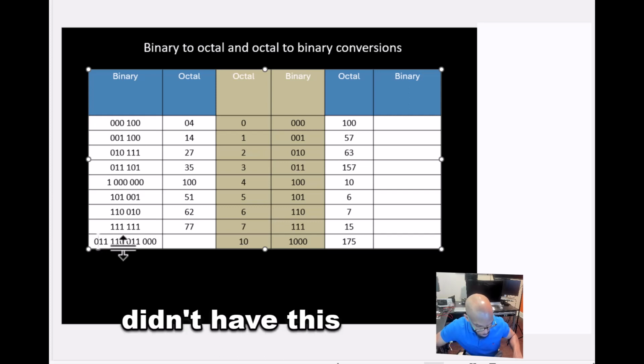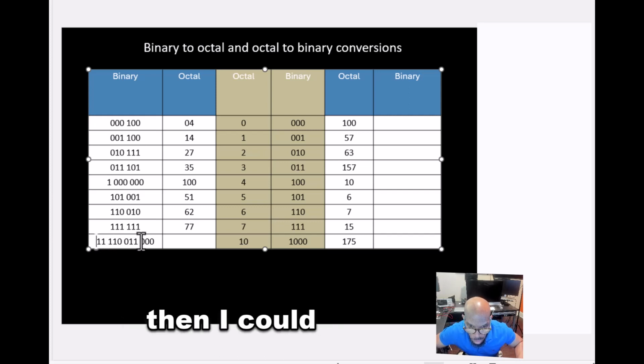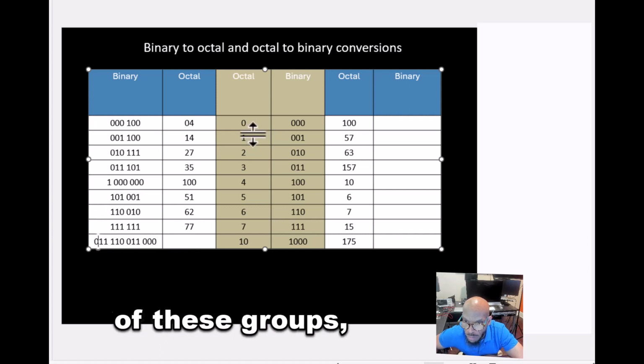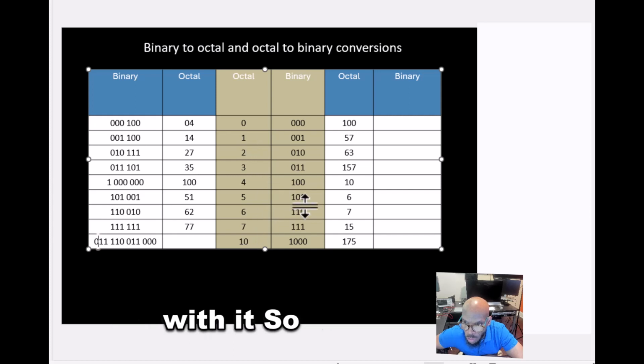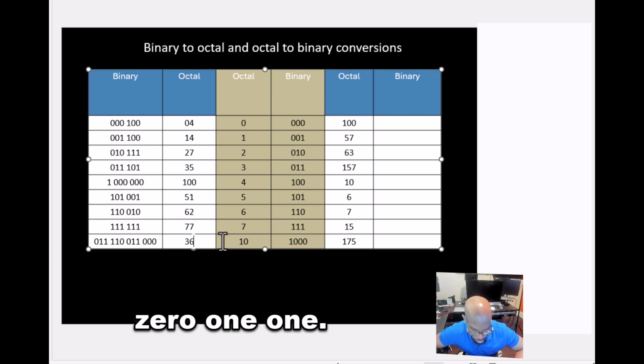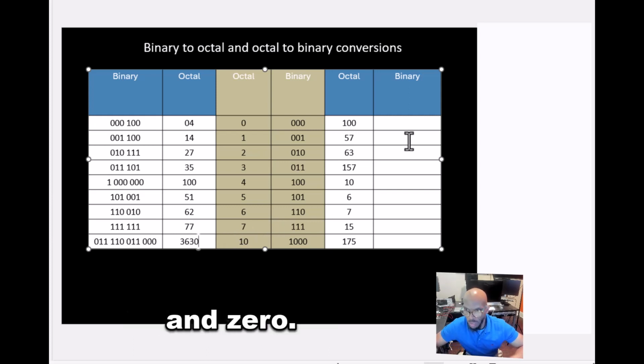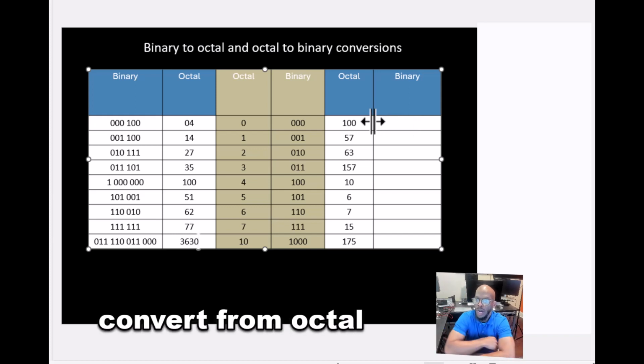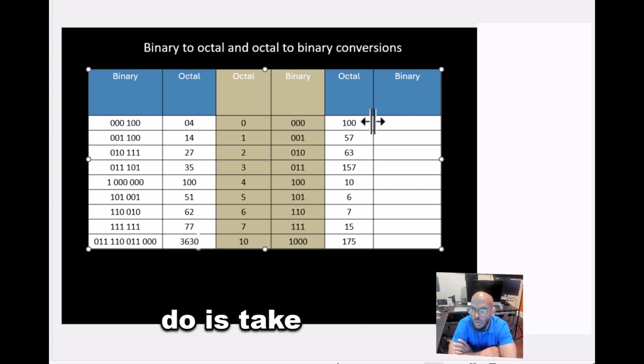Now if I didn't have this 0 right here, then I can put a 0 there to make that a full group. So all I'm going to do is take each one of these groups, find the octal number to go along with it. So 011, that's 3. 110, that's 6. 011, that's 3. 000, that's 0.